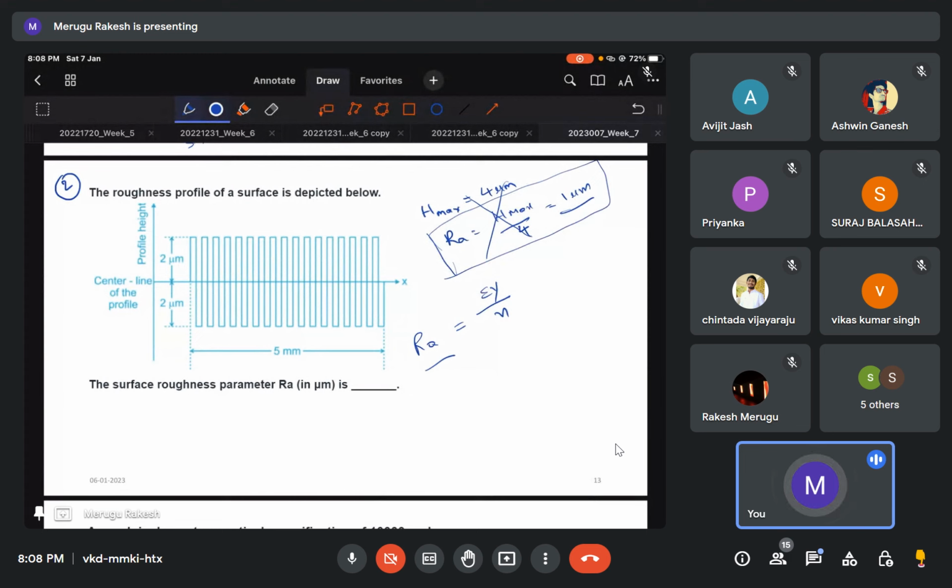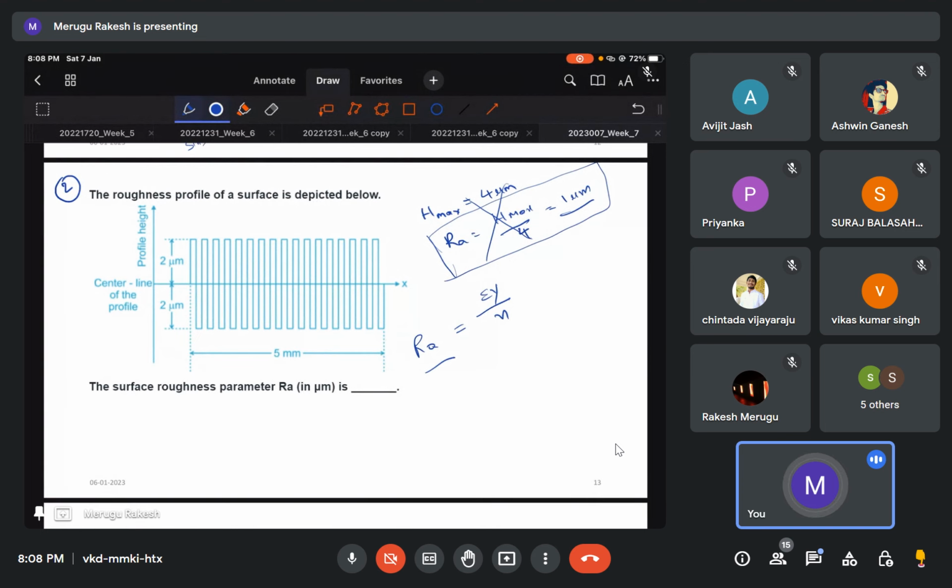Okay, so don't get confused in this. I just want to mention, whoever started with this H max, don't do this. You do this only if the profile is not completely given to you, and they just provide you the H max. Then you have to calculate Ra directly. But if the profile is given and every value is there, then you should proceed with the other formula. The master formula: Ra is the sum of the heights from the center line divided by the number of observations.